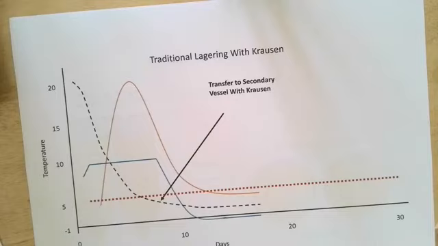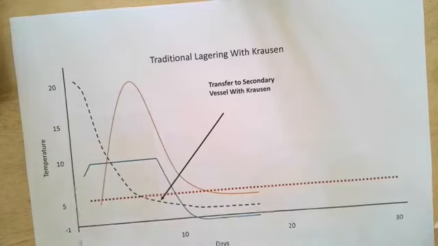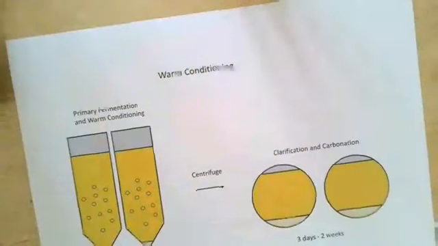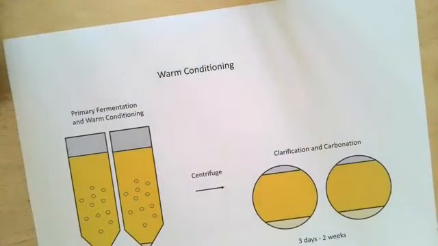Now, finally, my third technique for reducing diacetyl in a lager fermentation would be warm conditioning. In this process, you're allowing primary fermentation to proceed, but instead of keeping it very cold, like in a traditional lager fermentation, you allow it to rise. From say 7 or 8 degrees as a starting fermentation temperature, you allow that fermentation to rise up to about 13 or 14 degrees.